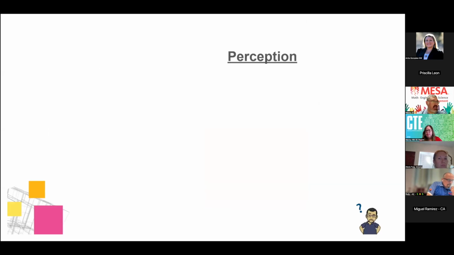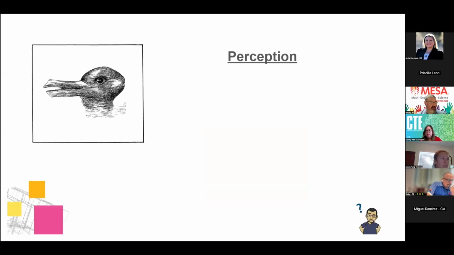So our next slide is about perception. Perception is about the way you see things. For some of you, you look at the picture that I'm showing and you're going to see a duck. For others of you, you might see a bunny. And neither one is wrong; they're both valid. But what I see is maybe what I'm hoping you will see.